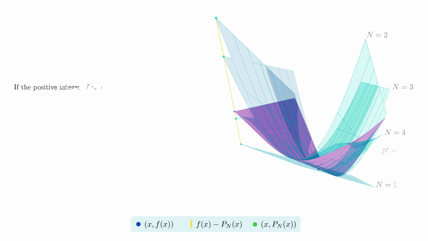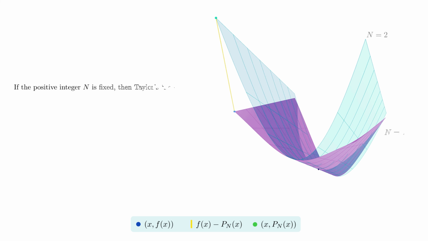If the positive integer n is fixed, we're looking at one surface. In this case, Taylor's theorem does imply that Pn of x approaches f of x as x approaches a. It also tells us it does this faster than x minus a to the n goes to 0.